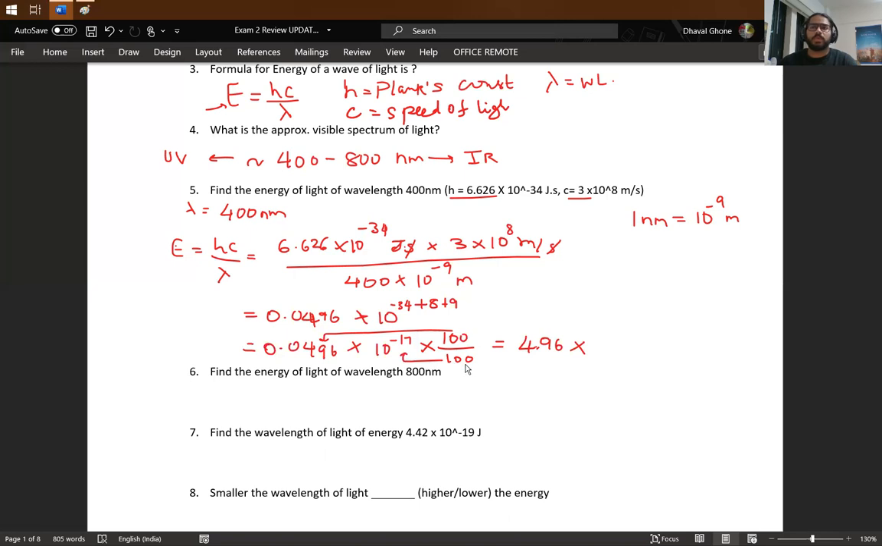Since I'm dividing by two zeros, I'm going to subtract two zeros from here. And that'll make it negative 19. I apologize. And then my answer was in joules. So I'll write joules over here.